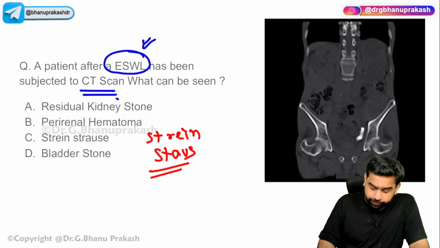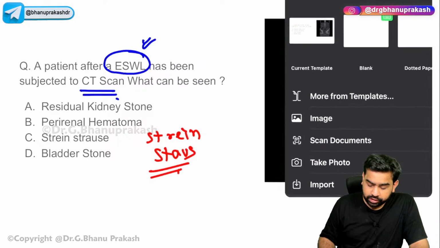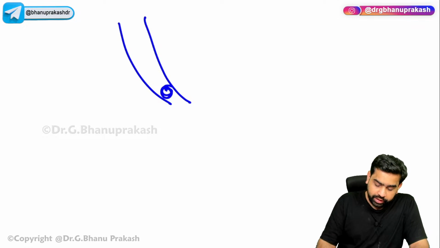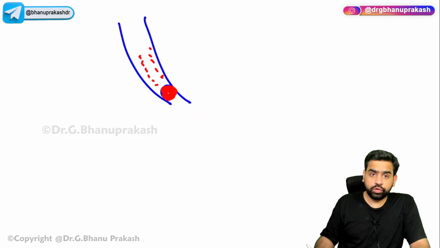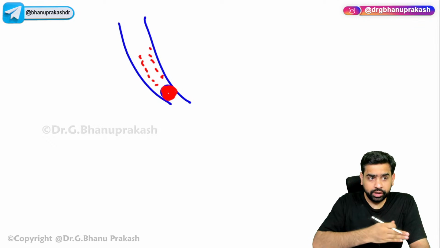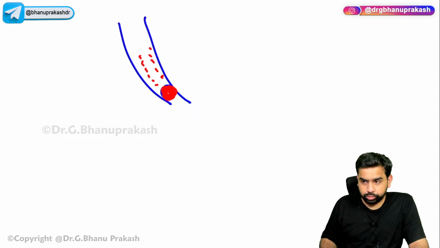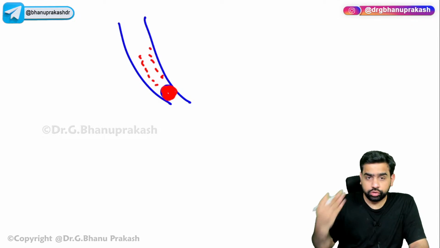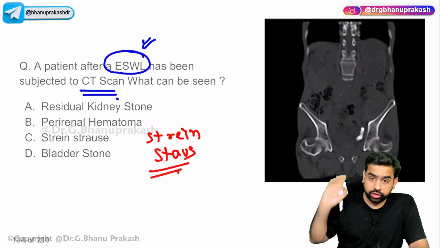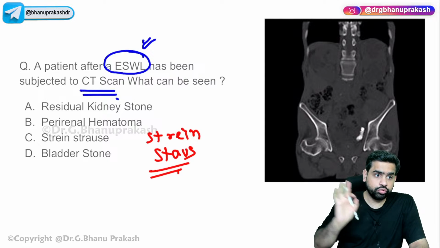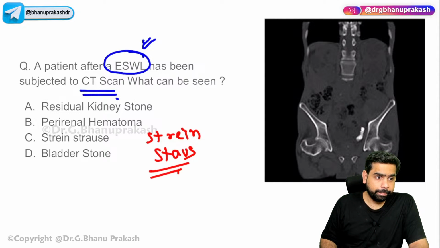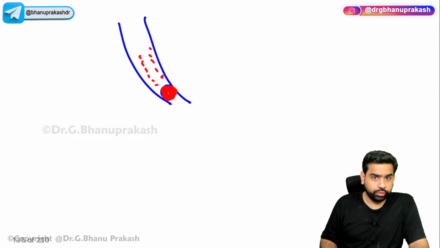Steinstrasse. What happens in this Steinstrasse is that there is a lead fragment, and the other smaller pieces of the stone line up behind this. This is what is called Steinstrasse, or the street of stones. Yes, absolutely right, Steinstrasse or the row of stones or the street of stones. So this is a CT scan which is showing this Steinstrasse. Okay, right, that's great.